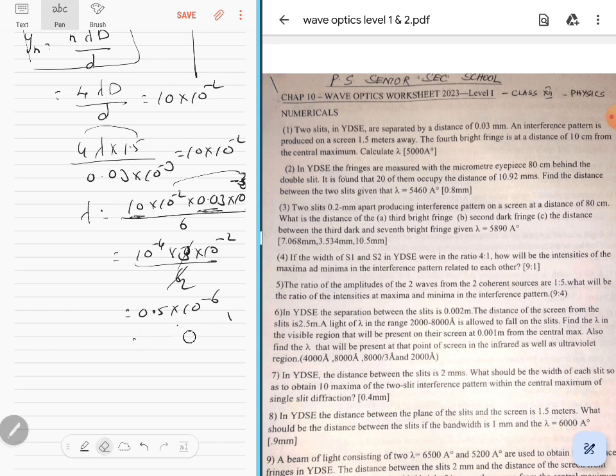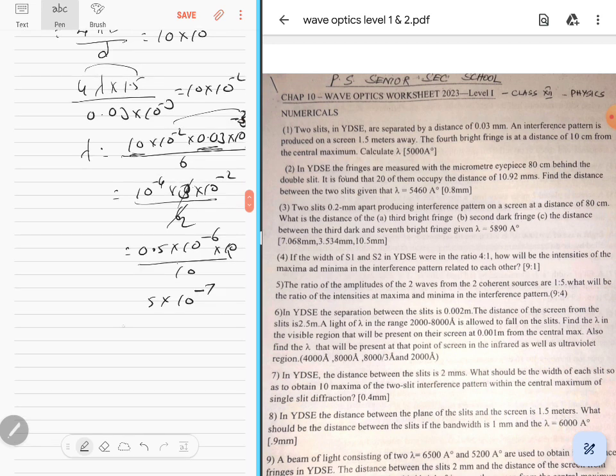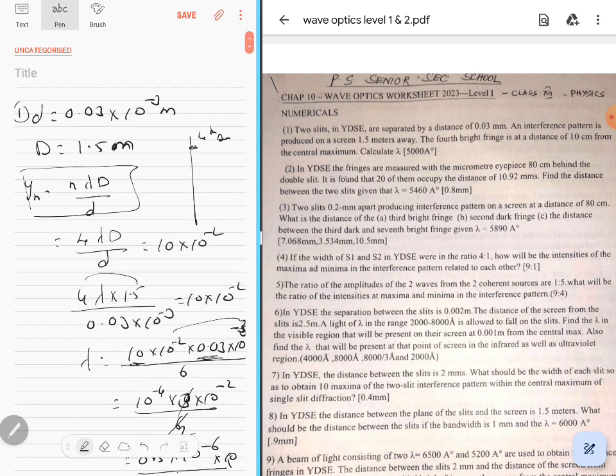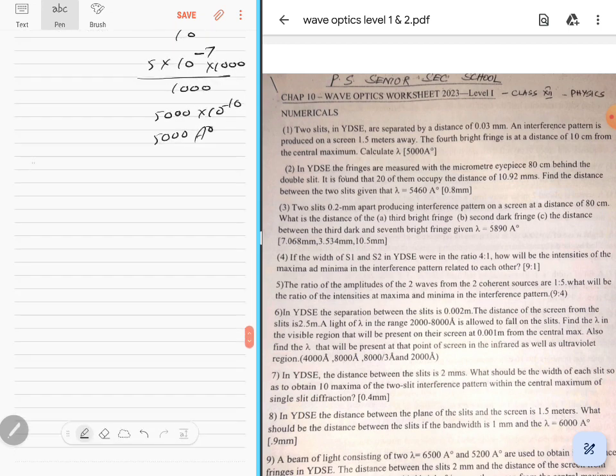Supposing I'm multiplying and dividing by 10, it will be 5 into 10 to the power minus 7. And supposing I'm multiplying and dividing by 1000, in that case it will be 5000 into 10 to the power minus 10, therefore it's 5000 Angstrom. So that answers the first question. So let's go to the second question.